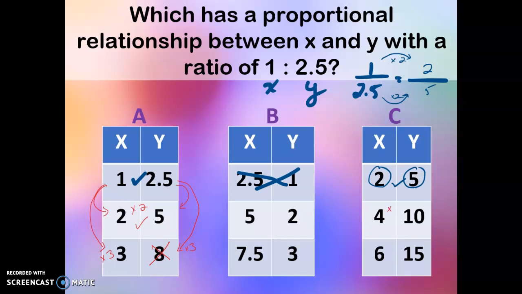So we know that 2 times 2 is 4, and 5 times 2 is 10. So this is proportionate. And 2 times 3 is 6. 5 times 3 is 15. This is also proportionate. So C is our answer.